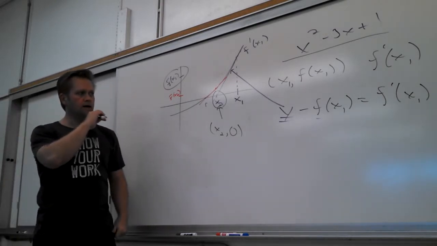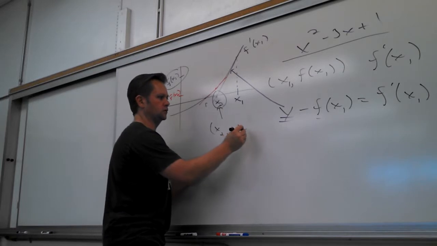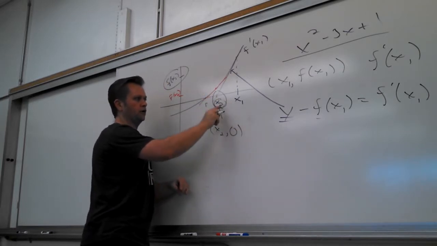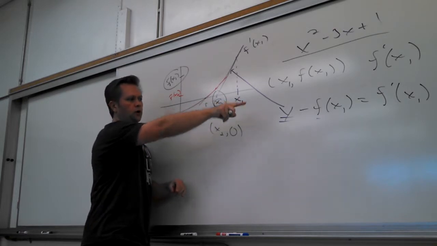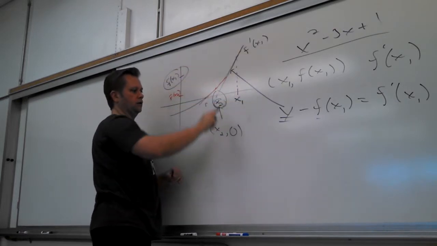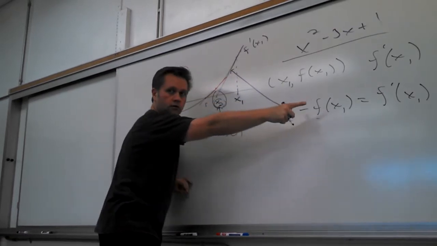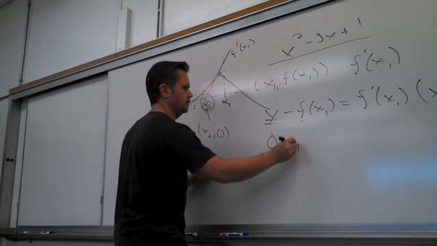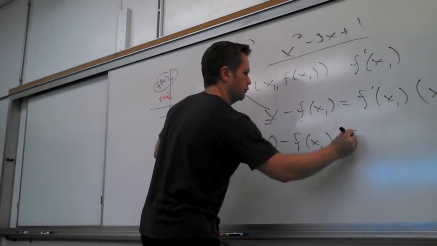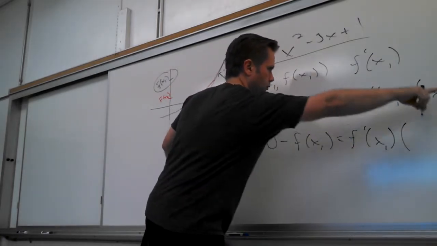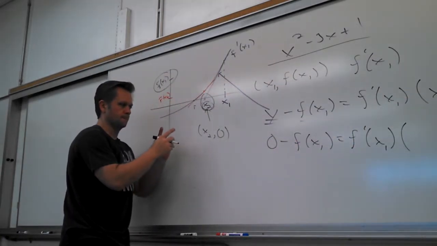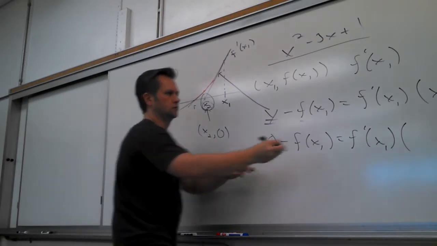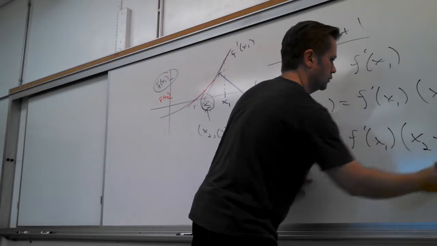It's kind of nice. So now, look what I'm going to do. I want to figure out what x2 is in terms of x1, and I can do it now because I know what that line goes through. I can plug that in. So this is y, this is x. So this will be 0 minus f of x1 equals f prime of x1 times what? What's the x piece? x2 minus x1.